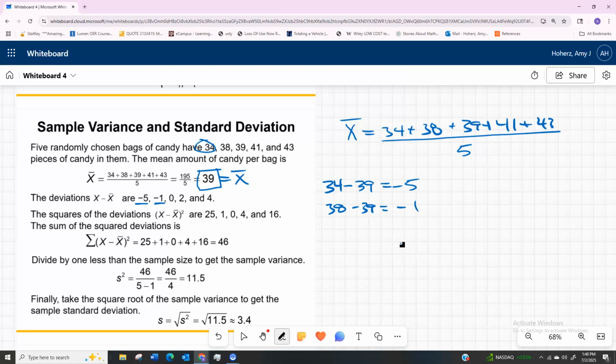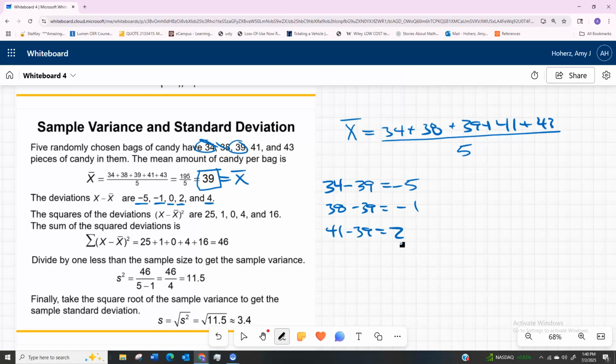The next bag was, we've done the 34, we've done the 38, we're on the 39. Well, that one was spot on. That one was right at the average. So 39 minus 39, you get 0. Then we have 41 minus 39. We have a bag that's 2 above average. And then we have another bag that's 4 above average.